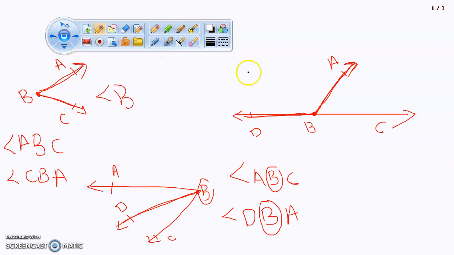Today we talked about the adjacent angle and the vertical angle. For vertical angles, the angles are opposite each other. For adjacent angles, we have two things to know: the vertex is the same for both, and there is also one side shared between them.